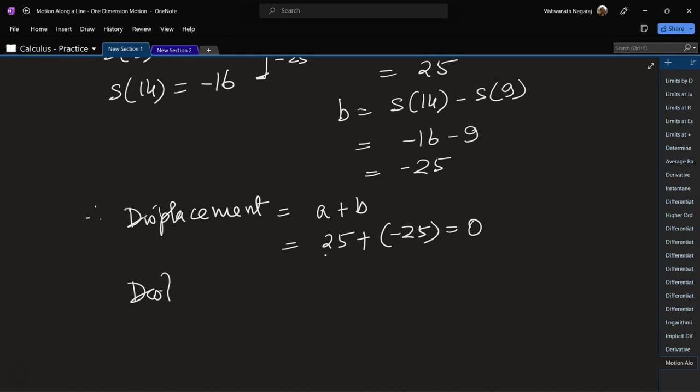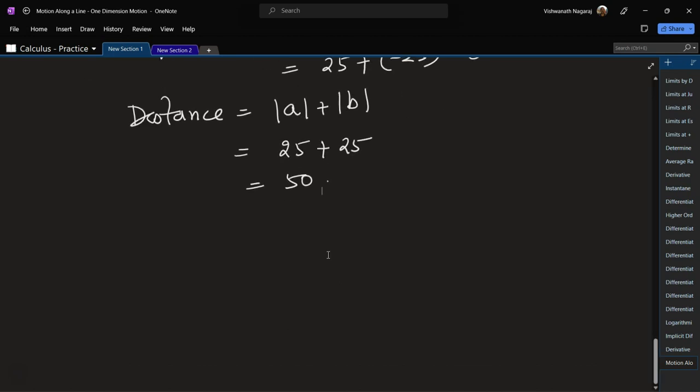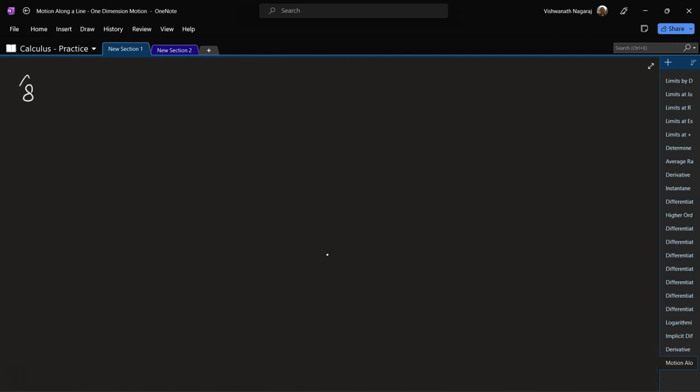Okay. What about the distance? Here we are not bothered about the signs, the direction. So absolute value of A plus absolute value of B, which gives us 25 plus 25, which is 50 units. So this distance traveled is 50, but you are back to wherever you started off with in that interval. Okay, so that was the 7th problem. Now let's look at the 8th problem.